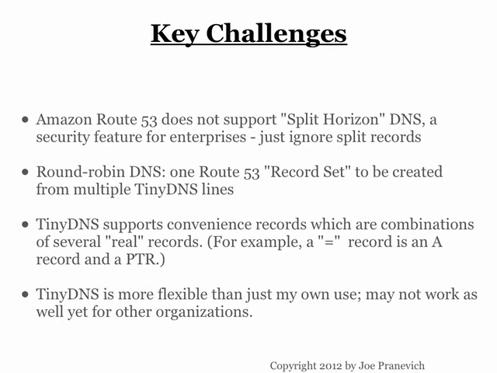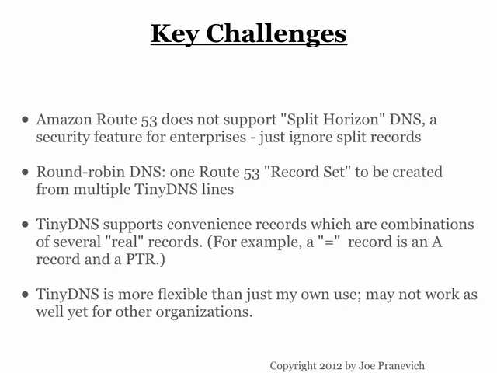Another challenge that I experienced was converting round-robin records. In TinyDNS, a round-robin record encompasses multiple lines. However, in Amazon, these are all reflected in a single record set. I would have to be able to parse my TinyDNS record files in such a way that I would be able to identify these round robins and make sure that they were put into the same record sets.